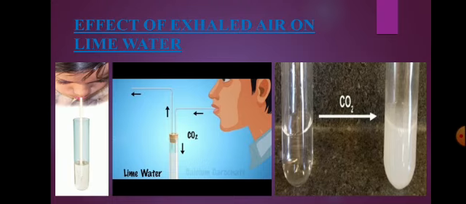We will find that the lime water in the boiling tube through which inhaled air is passed turns milky only slightly, but the lime water in the other boiling tube turns very milky. This shows that less carbon dioxide is present in inhaled air, but much more carbon dioxide is present in exhaled air.